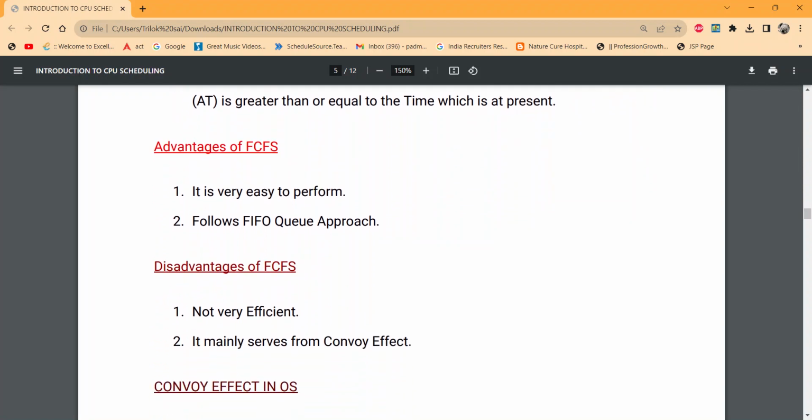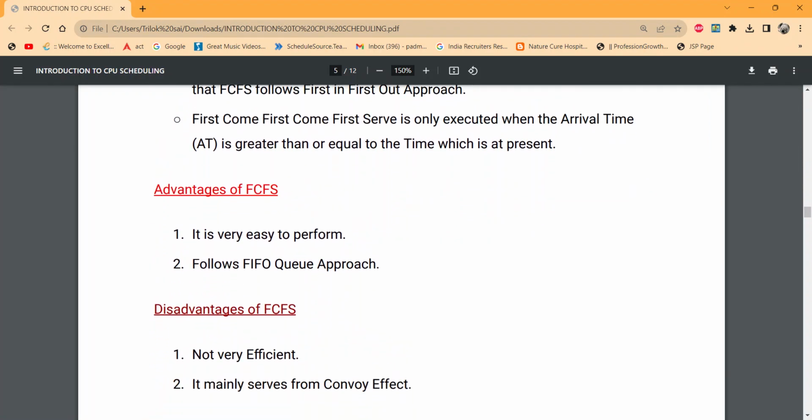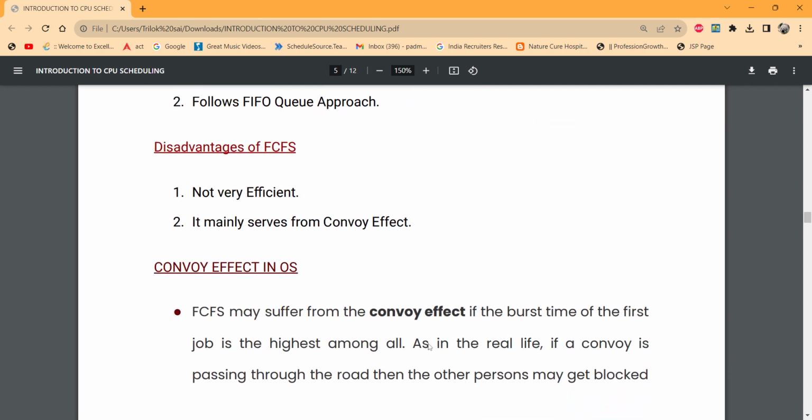And what are the disadvantages? It is not very efficient. It mainly suffers from convoy effect. My dear friends, as I have told you, what is convoy effect?